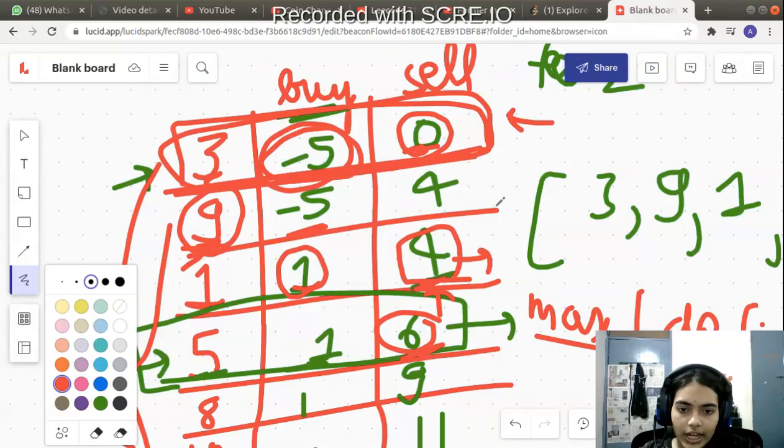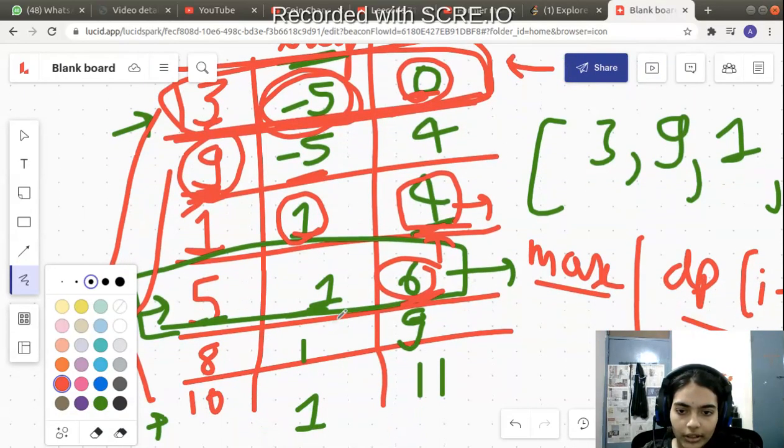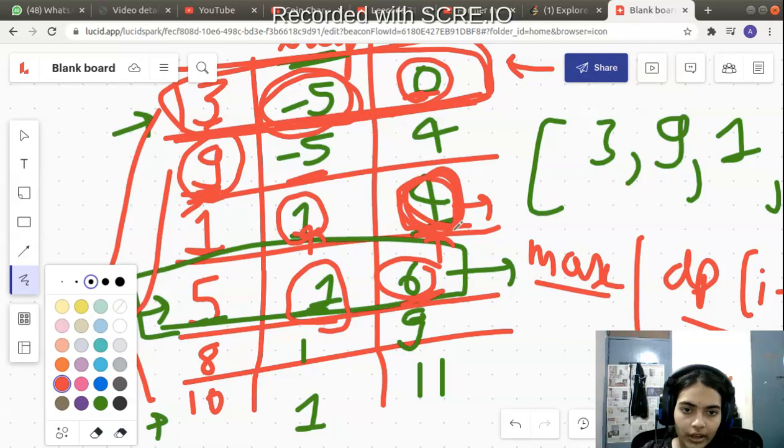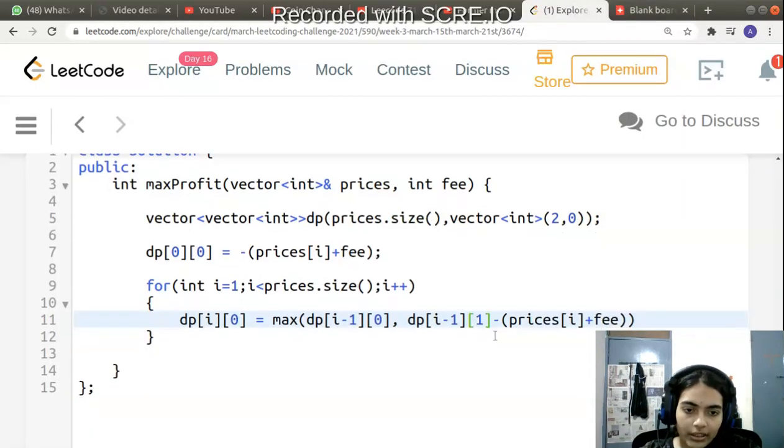So for any particular value, either you hold the stock from the previous day, or you retain the profits from the previous day, but you will have to pay the cost of buying the stock on that particular day. So dp of i minus 1, 1 minus prices of i plus fee.